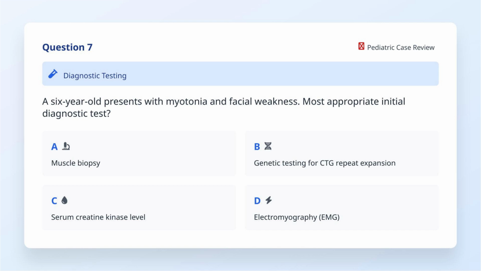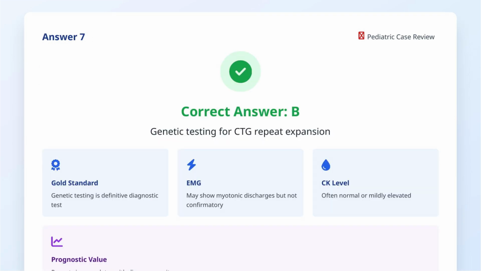What is the most appropriate initial diagnostic test? A. Muscle biopsy. B. Genetic testing for CTG repeat expansion. C. Serum creatine kinase level. D. Electromyography, also known as EMG. The correct answer is B. Genetic testing for CTG repeat expansion. This is the gold standard for diagnosing myotonic dystrophy type 1.